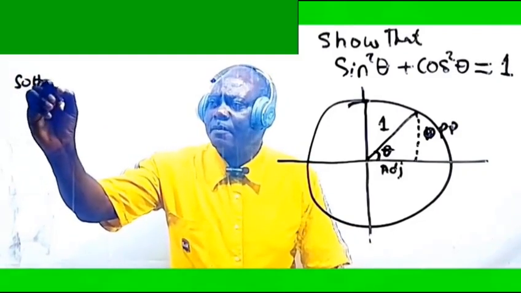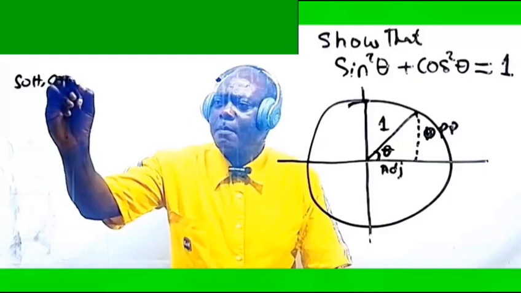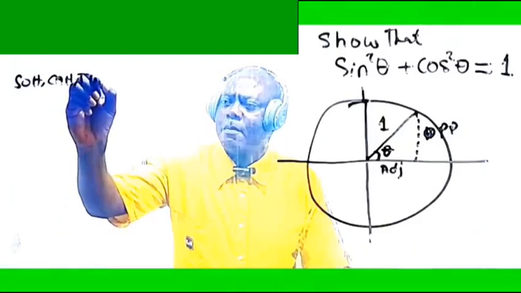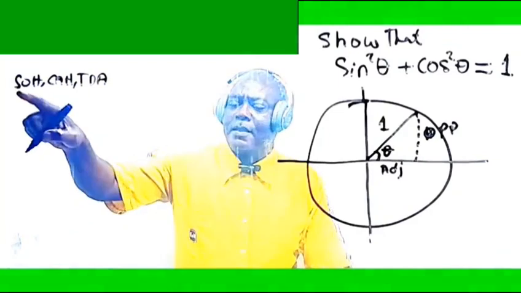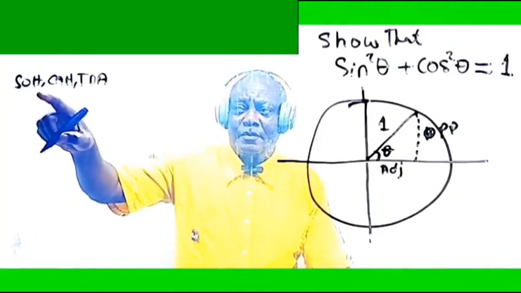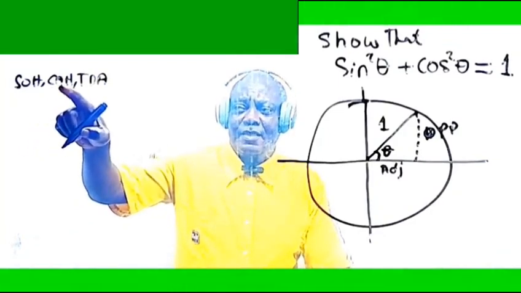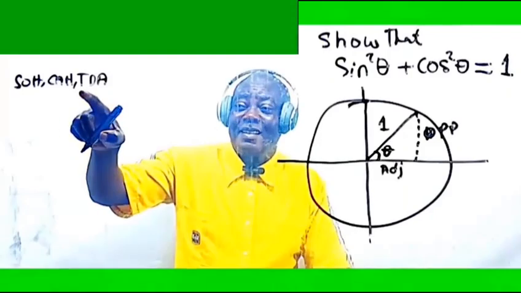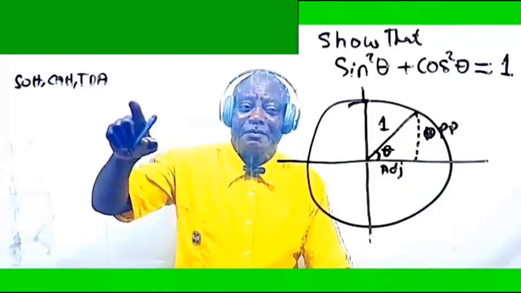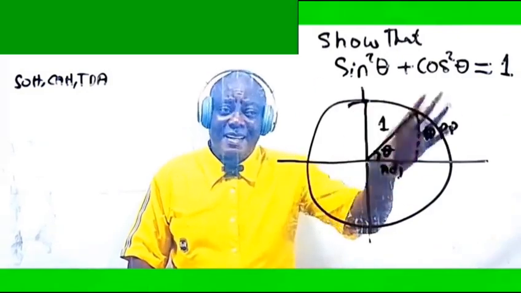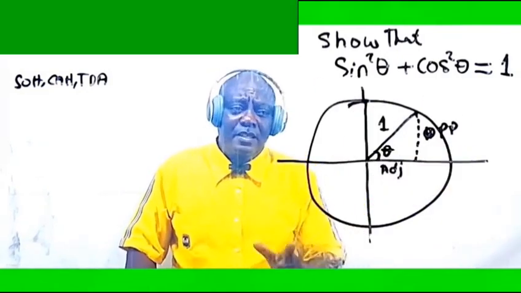SOHCAHTOA. Sine equals to opposite over hypotenuse, cos theta is adjacent over hypotenuse, and tan equals to opposite over adjacent. But today we are dealing with only cos and sine. So let us do it now.